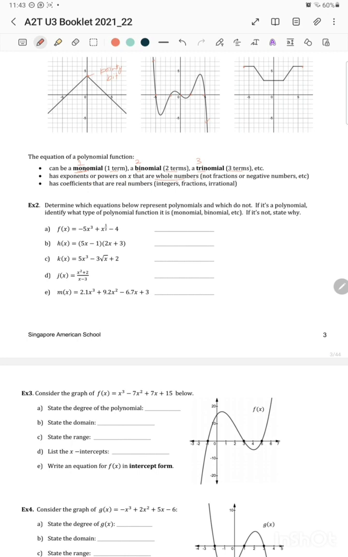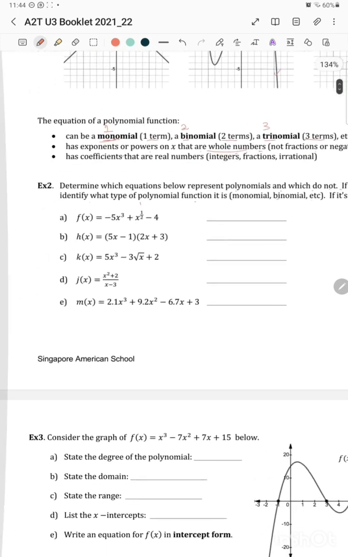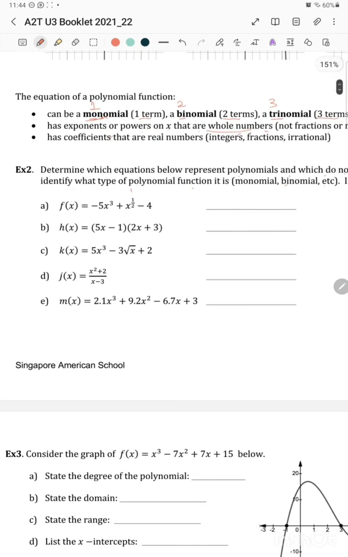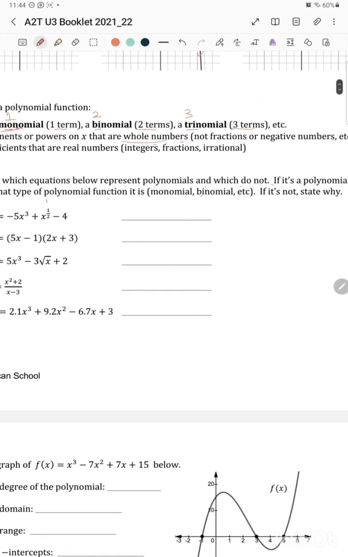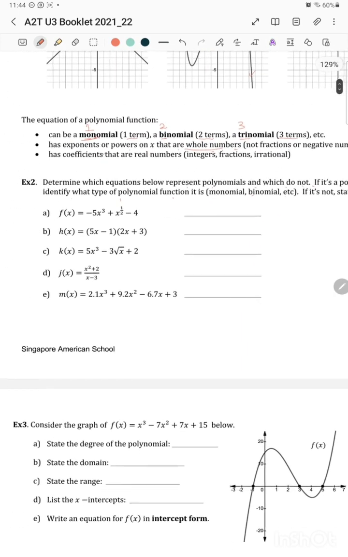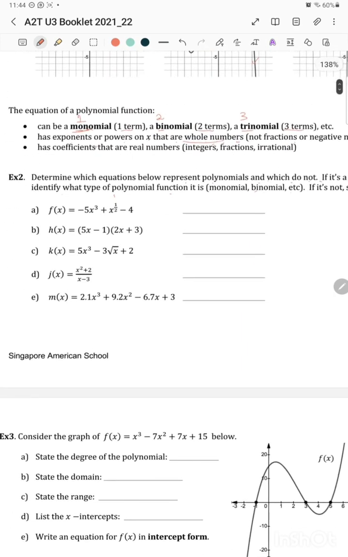So determine which equation below represents polynomials and which do not. If it's a polynomial, identify what type of polynomial function it is, monomial or binomial. If it is not, state why. So we have f of x. First of all, we need to determine if the equation below represents a polynomial or not. For a polynomial, all the powers of x should be whole numbers. This is not a whole number, so it's not a polynomial.